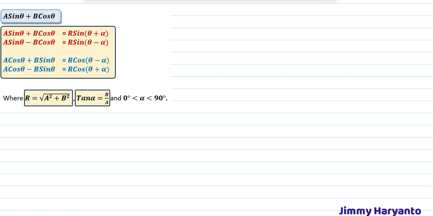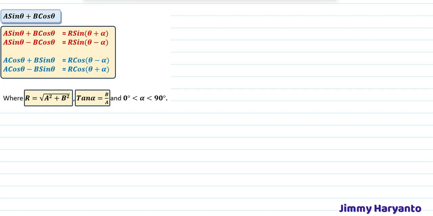Okay guys, this is the next section of the chapter. We are talking about a sine theta plus b cos theta. So if you have this form, you can change it into r sine theta plus alpha or the others. And then the r is square root of a square plus b square, and then tangent alpha equals b over a.